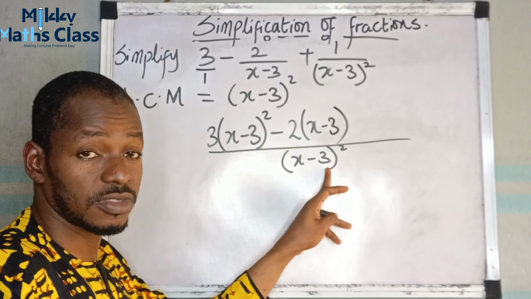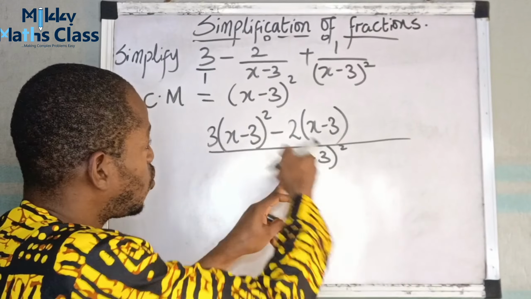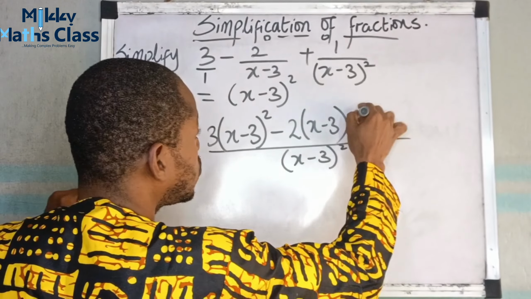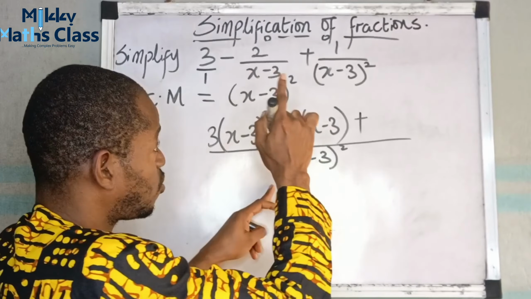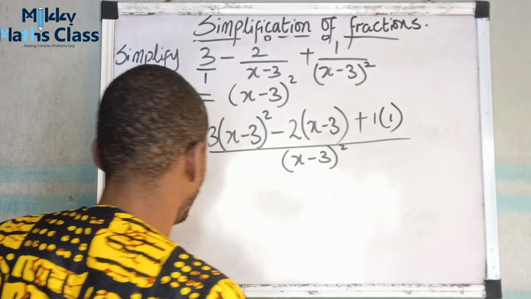Now, you know, x minus 3 squared means x minus 3 times x minus 3. So one of these x minus 3 will cancel out. Now, plus x minus 3 squared in this, it goes off. That's 1. So we have 1 times 1. So from there, let's expand.